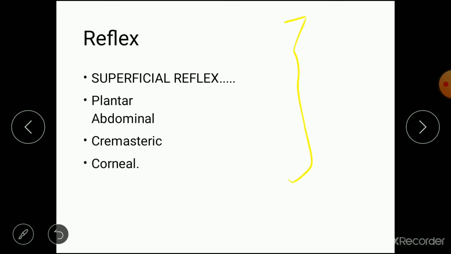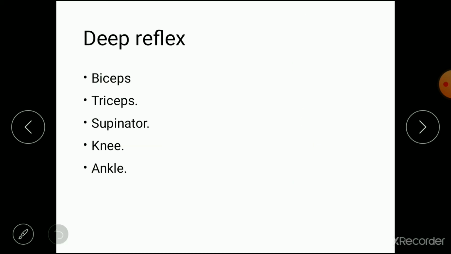Then we check the reflexes. Now reflexes are of superficial and deep type. In superficial reflexes we have to check the plantar reflex, abdominal reflex, cremasteric reflex and the corneal reflex. And deep reflexes are the biceps reflex, triceps reflex, supinator jerk, the knee jerk and ankle jerk. So these are all the deep reflexes.